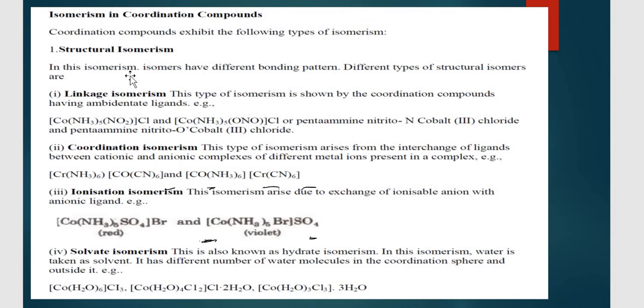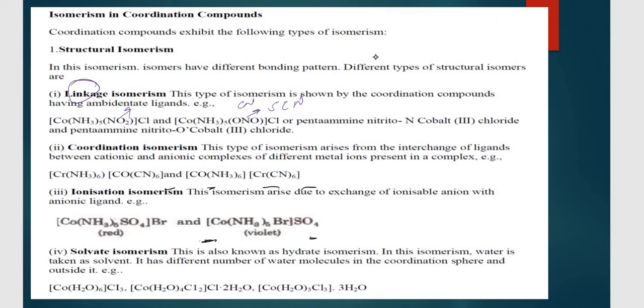Now if we see the linkage isomerism, as the name specifies, linkage. If you find any ambidentate ligand, you'll come to know that there are different points of linkage. For example, NO2 or CN or SCN. You can see here, both these compounds have the same molecular formula. The only difference is that at one place it is NO2 and at the other place it is ONO. So at one place it is linked by N and at the other place it is linked by O. That's why it is called linkage isomerism.